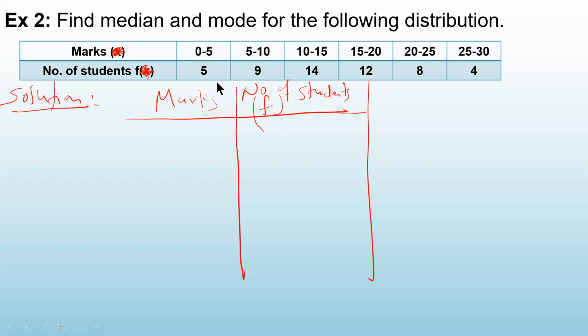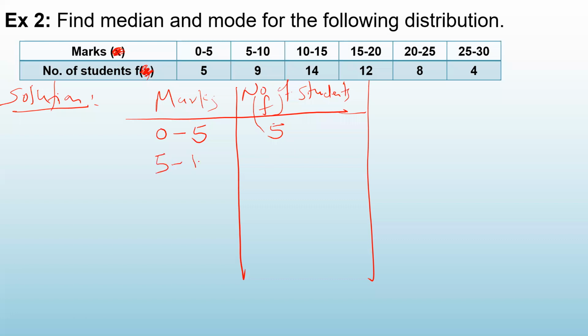How to read this table? There are 5 students whose marks are between 0 and 5. That means either 0 or greater than 0 but less than 5. We don't include the upper limit except for the last interval. So between 0 to 5, there are 5 students. So the frequency of this class is 5.